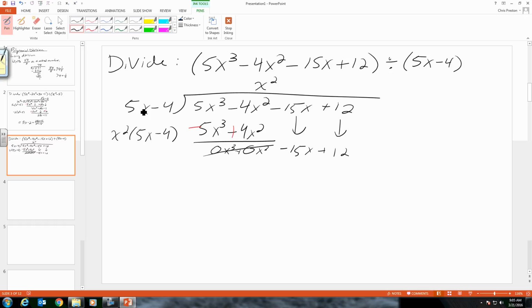So what do I multiply 5x minus 4 by, or what do I multiply 5x by to get negative 15x? And the answer would be negative 3. And you notice I skipped over a spot. That's because we skipped over one of the products we were going to get. So negative 15x plus 12. Change the signs. Remainder of 0. What does that tell me? Well, it tells me my answer is x squared minus 3. It also tells me if you take x squared minus 3 times 5x minus 4, you will get this polynomial, 5x cubed minus 4x squared minus 15x plus 12.